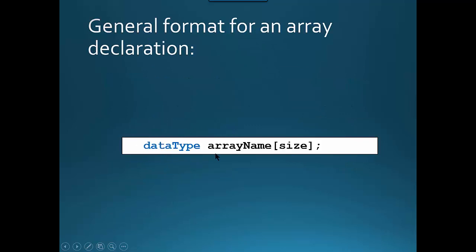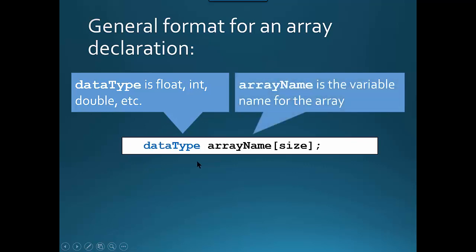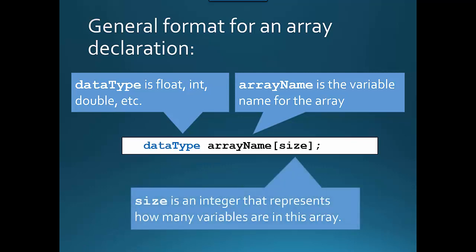You put the data type, the name of the array, and within square brackets you identify the number of elements you're going to put in this array. So the data type can be float, int, double. It can be any type you want. And the array name is just like any other variable identifier. And the size is an integer that represents how many variables are in the array.